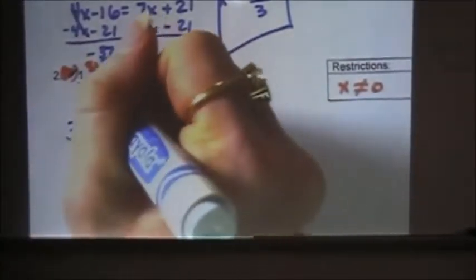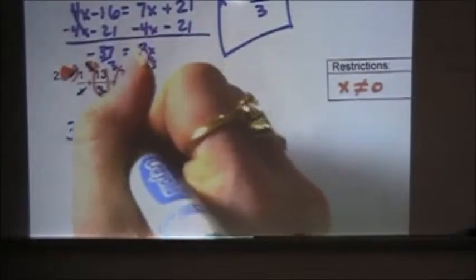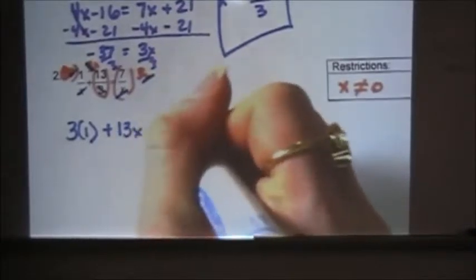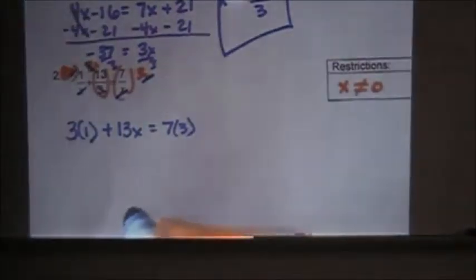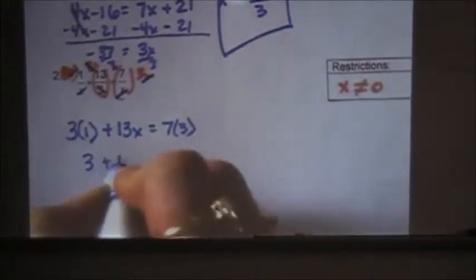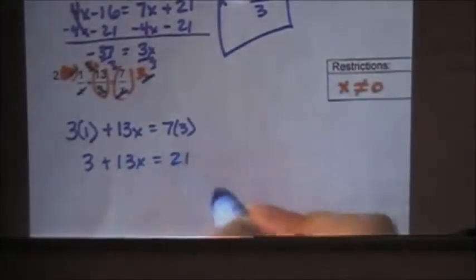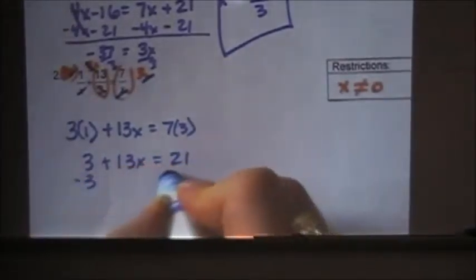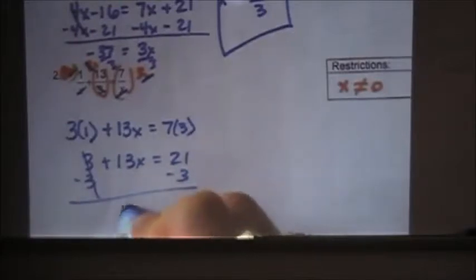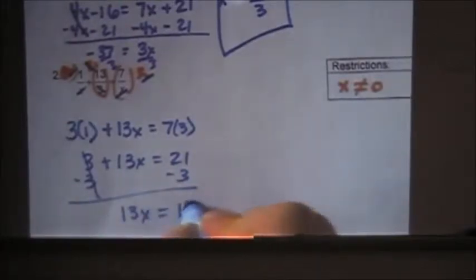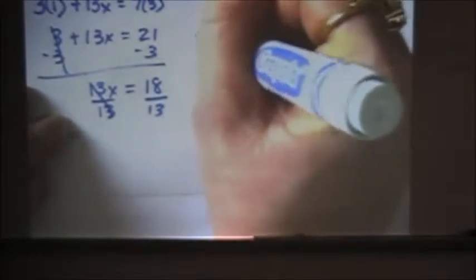On my second term, the 3's cancel and leave me 13 times x. Now my last term, my x's cancel and leave me 7 times 3. You simplify that, that's 3 plus 13x equals 21. Now I'm just going to solve this equation. I get 13x equals 18. Divide both sides by 13. And you get x equals 18 thirteenths.